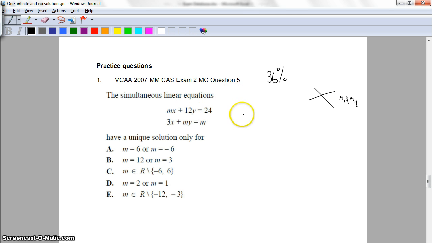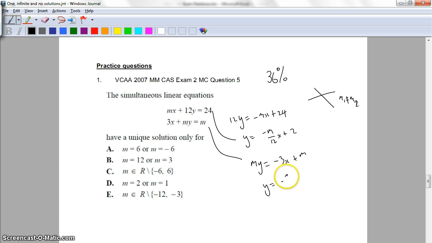So when I rearrange this equation, 12y equals negative mx plus 24, I get y equals negative m on 12, make it a little bit neater, negative m on 12 x plus 2, and so that's the first one. And then I rearrange the second one, and I get my equals negative 3x plus m, and I get y equals negative 3 on m x plus m on m, which is actually just plus 1.